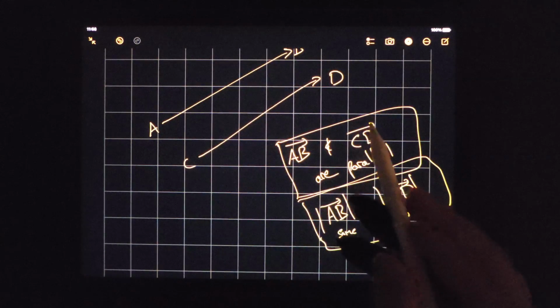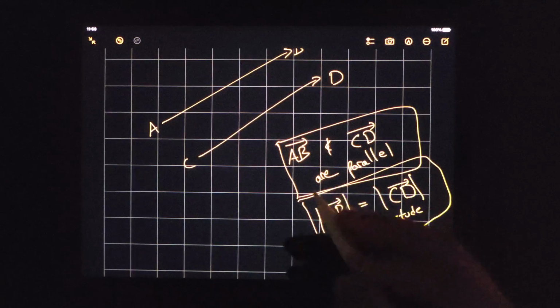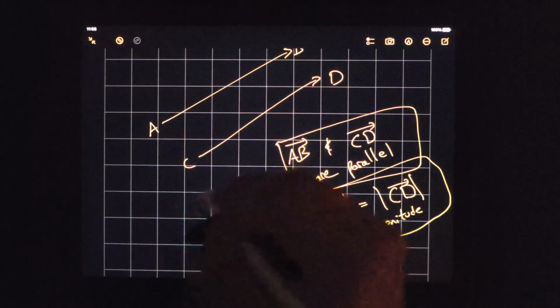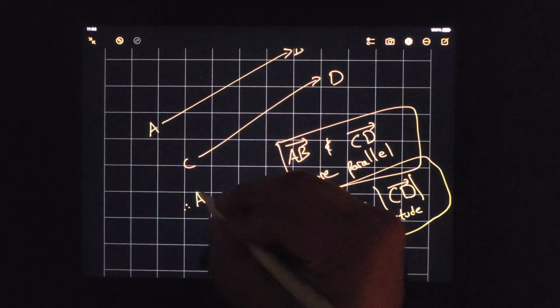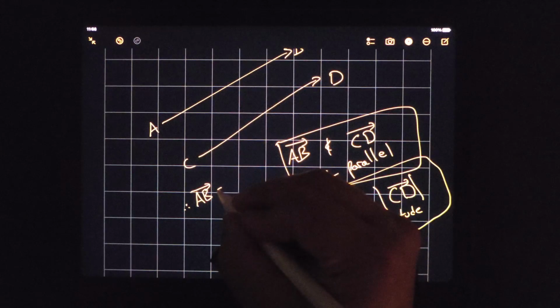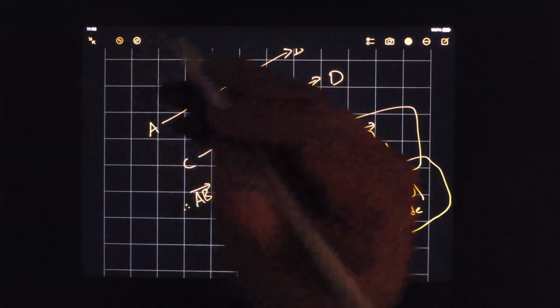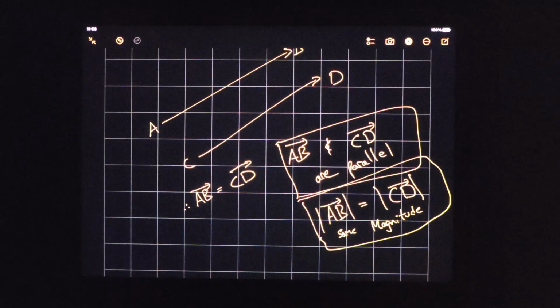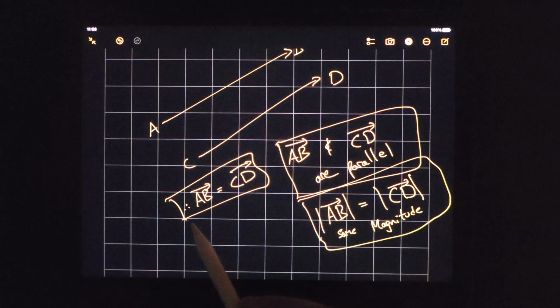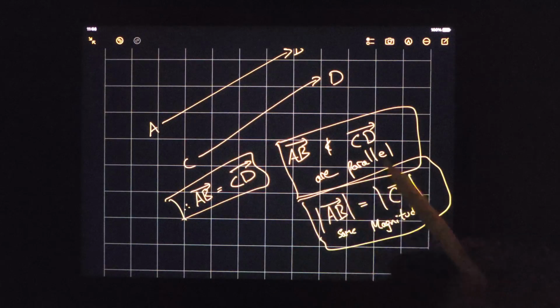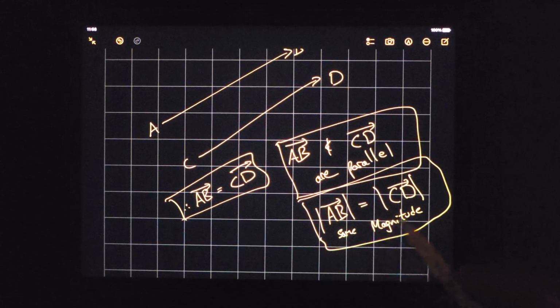So if they are parallel and they have the same magnitude, then we can say that AB is equal to CD. So vectors are only equal to each other if and only if they're parallel and they have the same magnitude. Remember that.